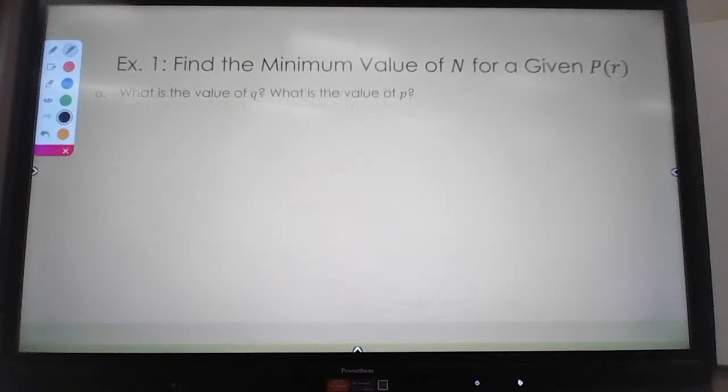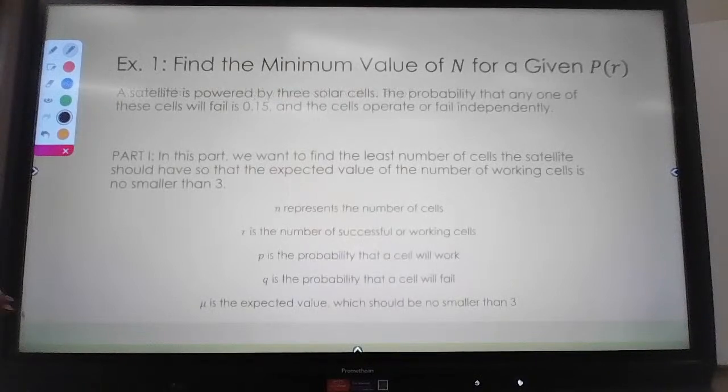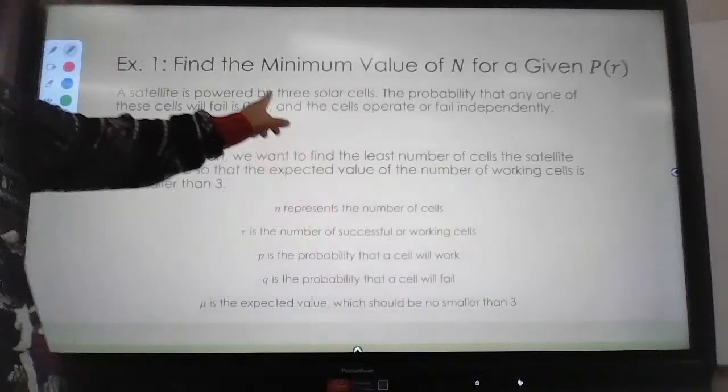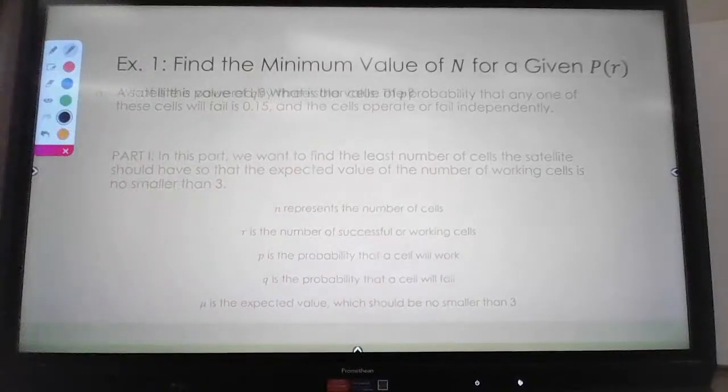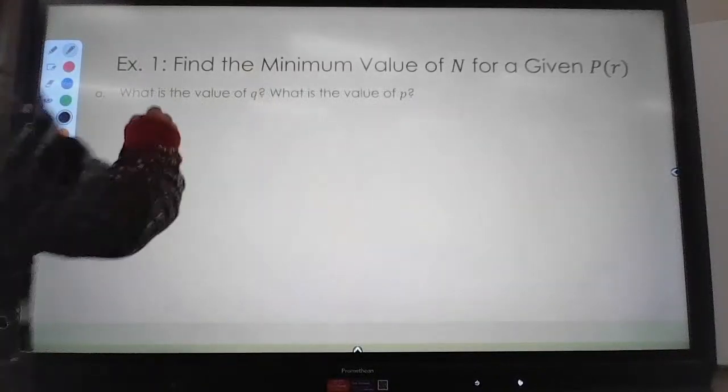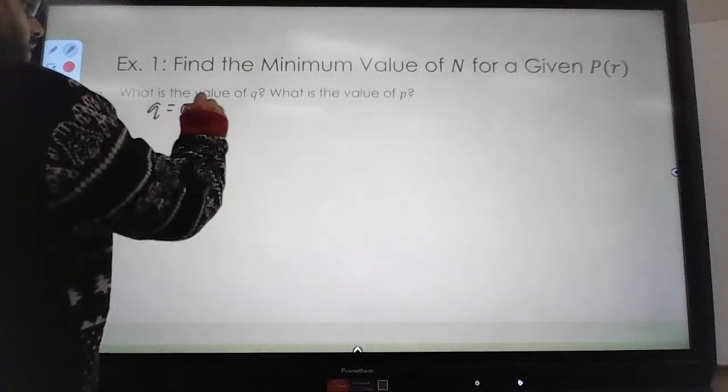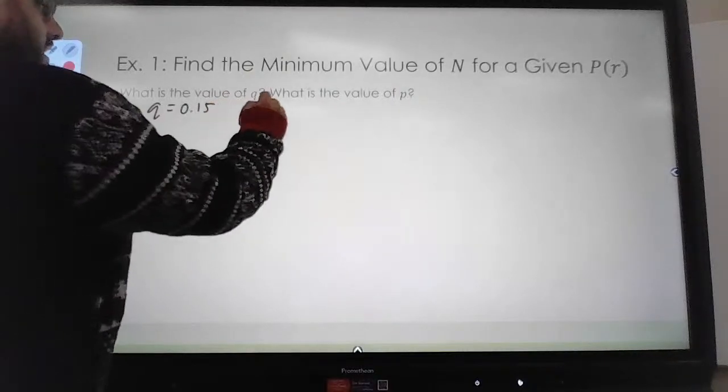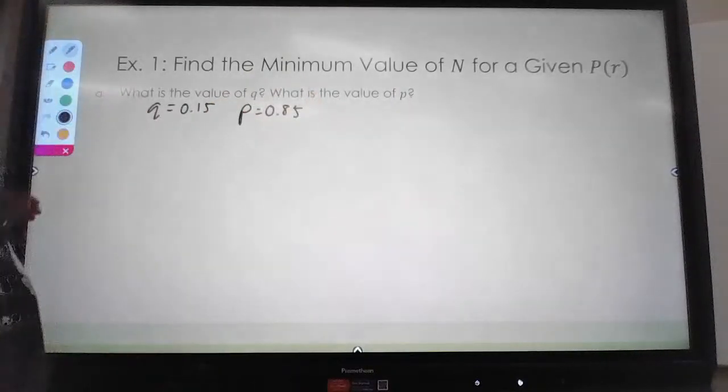So what is the value of Q? What is the value of P? P is the probability that a cell will work, but that's not what we're given. We're given that the probability that the cell will fail is 0.15. So our Q is 0.15, which means our P is 0.85.